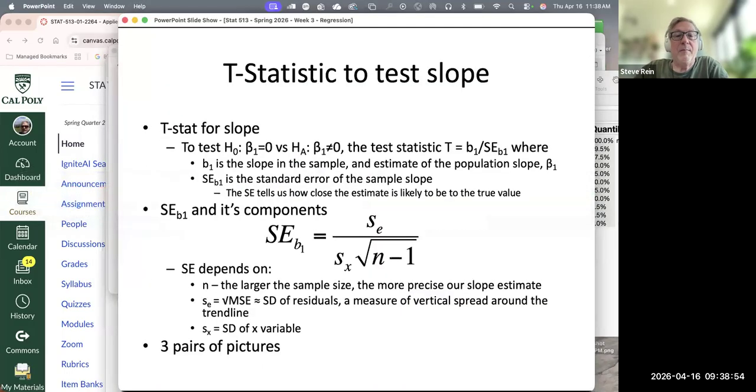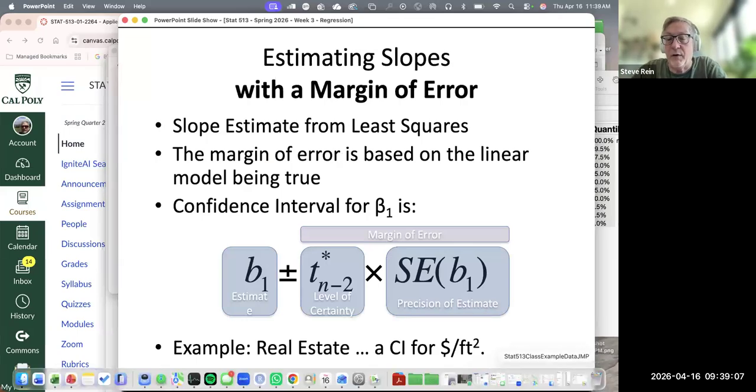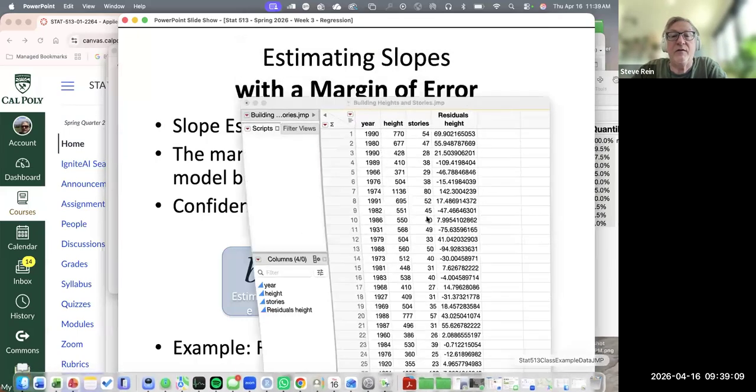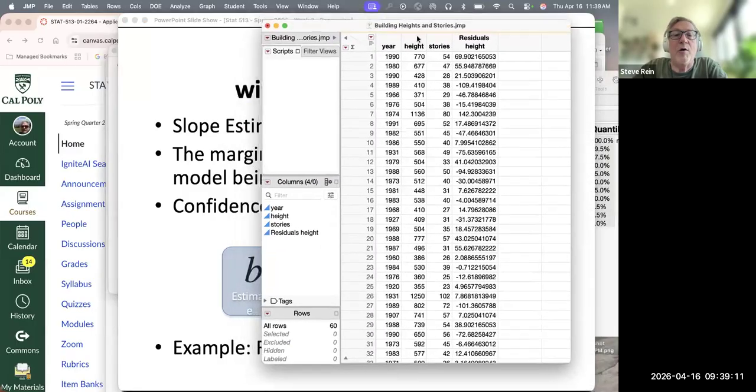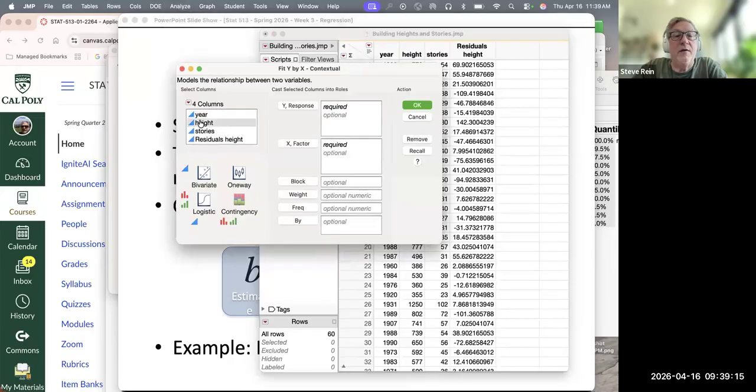Okay. So I'd like to get back into, well, we did the t statistic to test the slope. What about a confidence interval? If you tell me, oh yeah, there's a slope that's non-zero, like we had with the building heights and stories, let's pull that data set up again, redo our analysis, fit y by x, the height of a building.